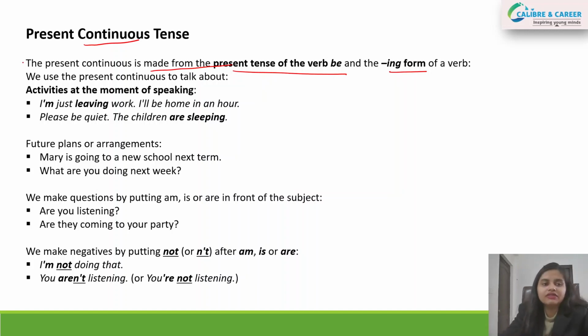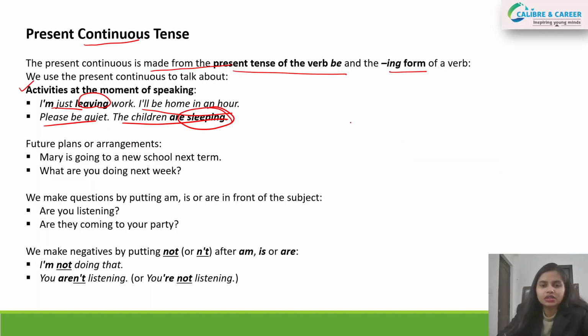Let's see, number one, activities at the moment of speaking. What will the sentence be? I am just leaving work, I'll be home in an hour. The action is still continuing, but in the present form only. That means the work has not been completed yet, but he's saying I am just leaving. Please be quiet, the children are sleeping. The process is still continuing, so there you will use your present continuous tense.